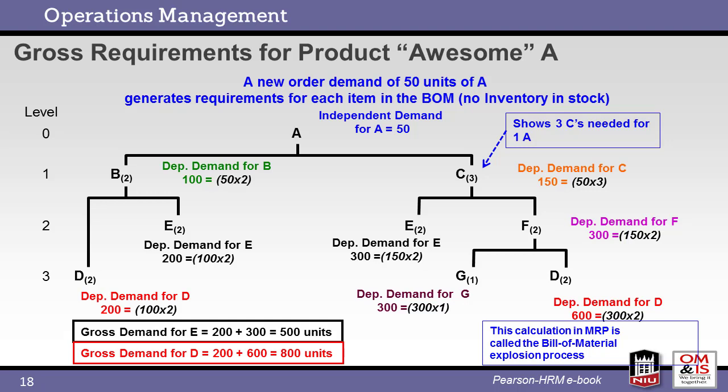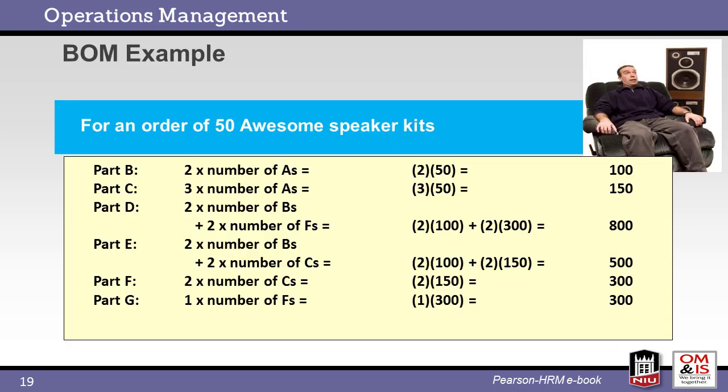Since we need 100 Bs, we find that we need 2 times B's demand, which equals 200 units for item D. We perform the same calculation on down the BOM structure. Note that since items E and D are used in multiple assemblies, the gross demand is found by adding demand in each case. Here's a summary of the dependent demand for the items that make up the BOM structure for Awesome A. Again, we notice that parts D and E are used in 2 assemblies. We combine those demands. So to fulfill an order of 50 As, we will need a total of 800 Ds.